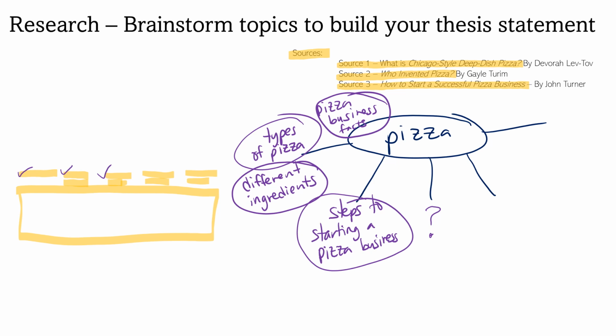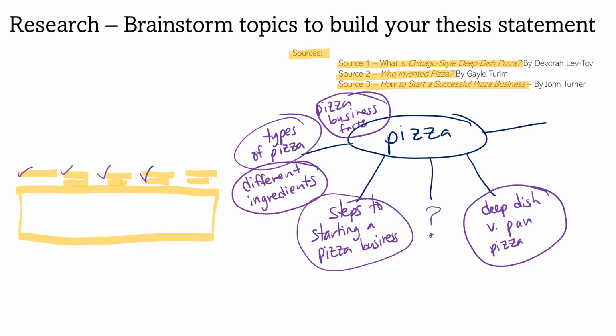For compare and contrast, there was a lot of info that let me think about the similarities and differences between deep dish pizza and what they call pan pizza, which is like regular. So I could write deep dish versus pan pizza. So I could write a whole paragraph about how they're the same and how they're different. That could work.